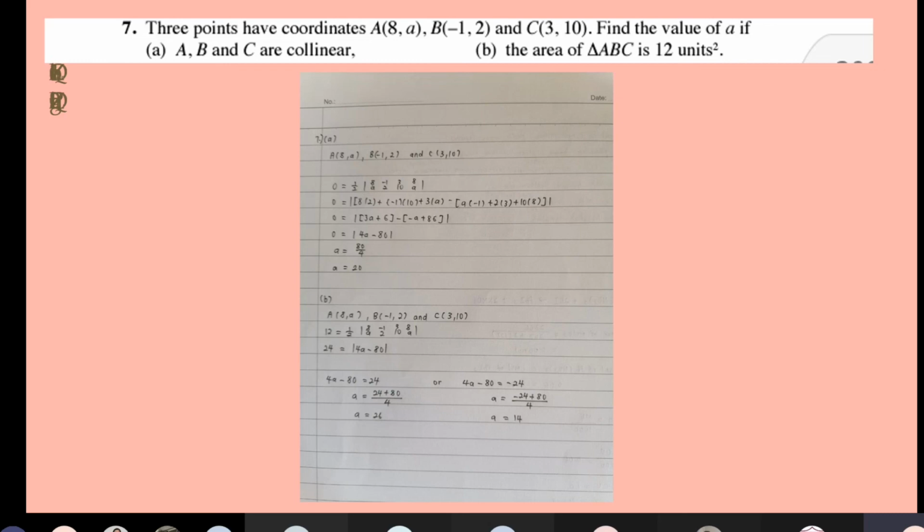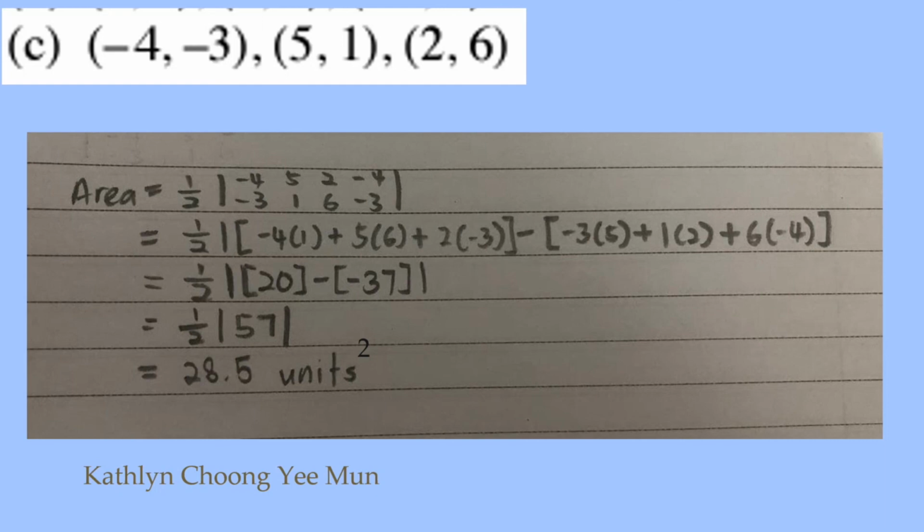A equals to 14. So I find the area is equal to 1 over 2 modulus of -4, -3, 5, 1, 2, 6, -4, -3, close modulus, then equal to 1 over 2 modulus, bracket -4 times 1 plus 5 times 6 plus 2 times -3, close bracket, minus bracket -3 times 5 plus 1 times 2 plus 6 times -4, close bracket, close modulus, equal to 1 over 2 modulus 20 minus -37, then equal to 57 over 2. So the answer is 28.5 units squared.